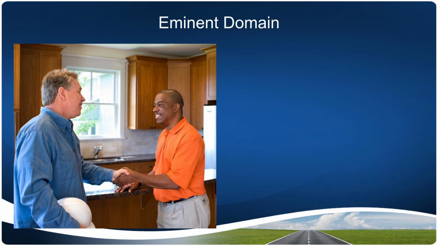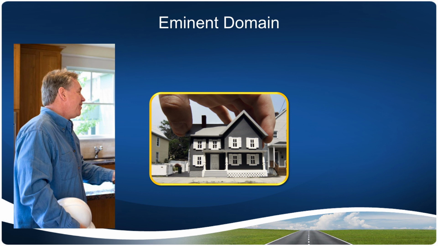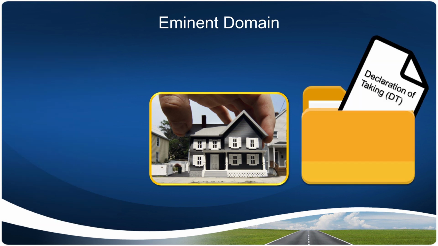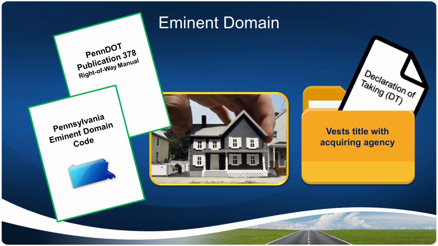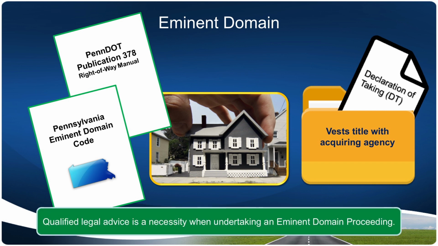At times, negotiations are not successful and eminent domain proceedings must occur. The process starts with the filing of a declaration of taking, DT, on the property. Filing a DT automatically vests title with the acquiring agency. During any eminent domain proceedings, particular care must be taken to follow all procedures of Publication 378, Right-of-Way Manual, and the Pennsylvania Eminent Domain Code. Qualified legal advice is necessary when undertaking an eminent domain proceeding.